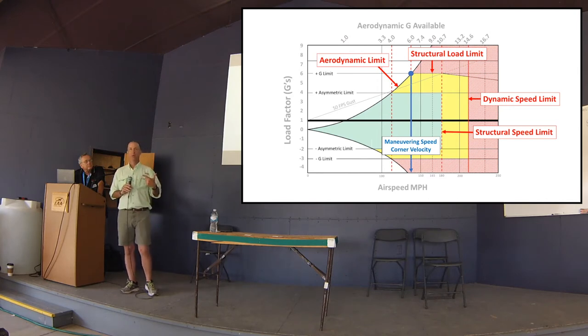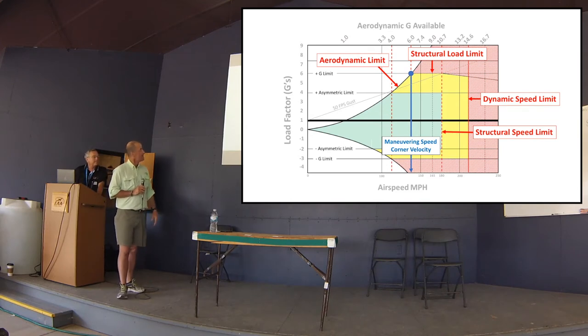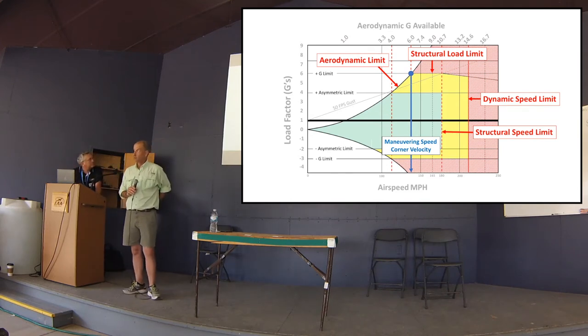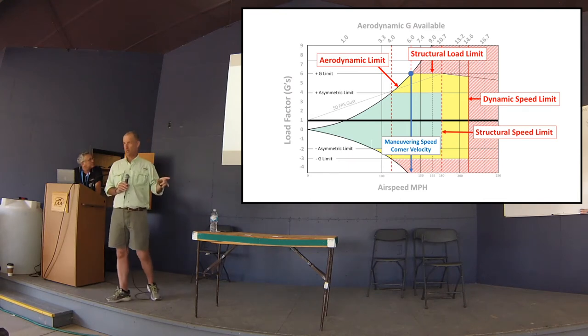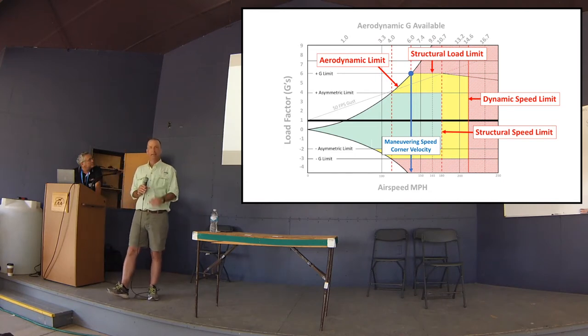I have an airplane, I get to set the G limits for the airplane. Okay? As far as the speed limits go, you have a structural speed limit. That's VNO, a maximum structural cruising speed. And then you have a dynamic speed limit, and that's VNE.